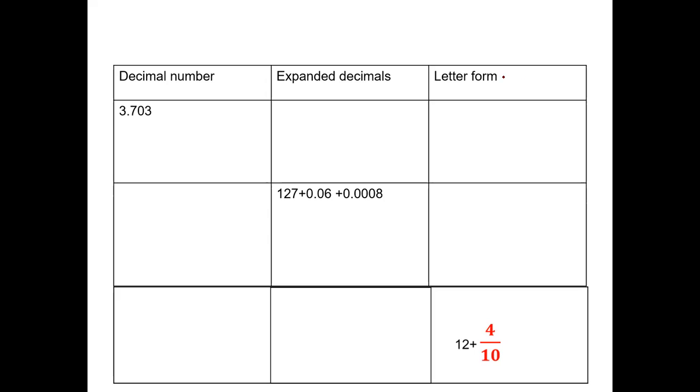3.703. Here we have a table. We have 3 boxes: decimal number, expanded decimal, and letter form. Expanded decimal means we will expand them. We will write the sum of decimal numbers. First step, always the whole part I will keep the same. So it's 3 plus. Now the decimal part I will expand, each digit alone.